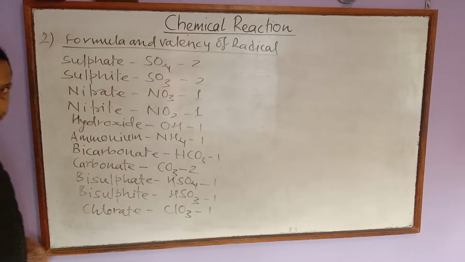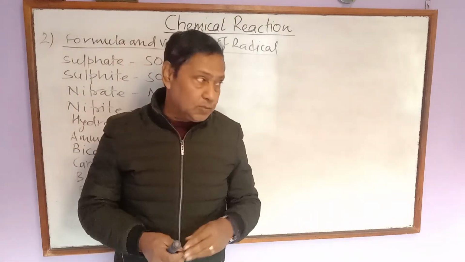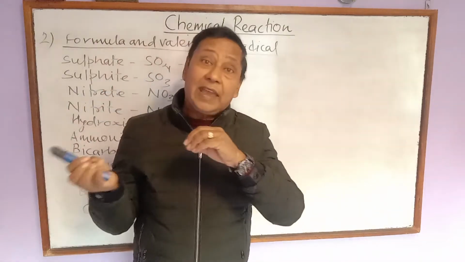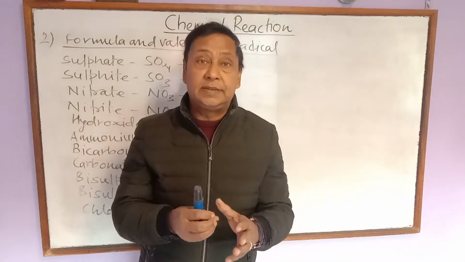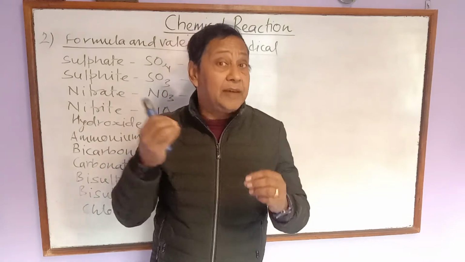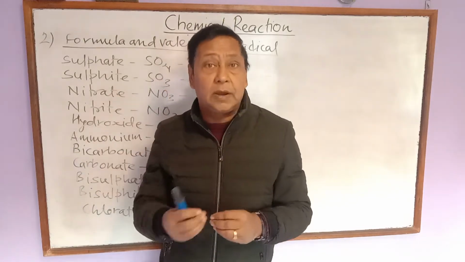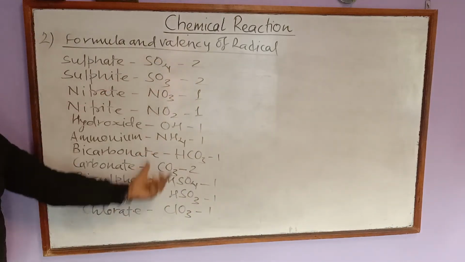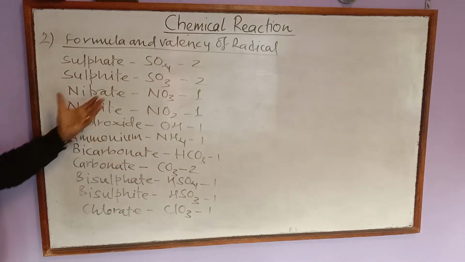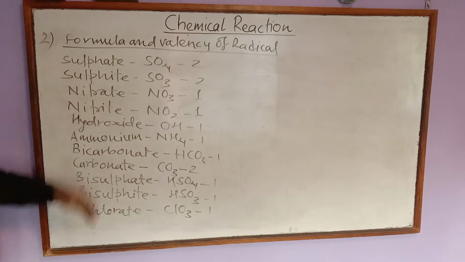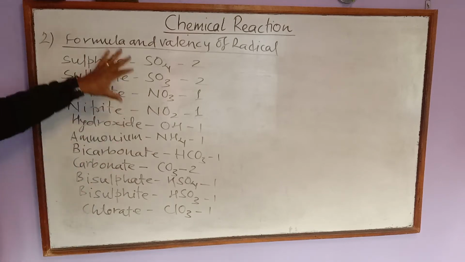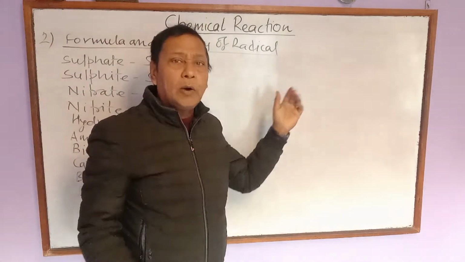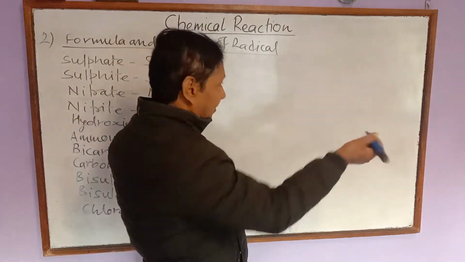These are the radicals. Radical means group of atoms which behaves as a single unit in the chemical reaction, and they are like elements, they have valency, and they have definite combining capacity, and this is the combining capacity, valency. This is the formula, and these are the radicals. We have to remember they come frequently in the chemical reaction. If we remember all these, then we have to be clear about some other matter also, like this.